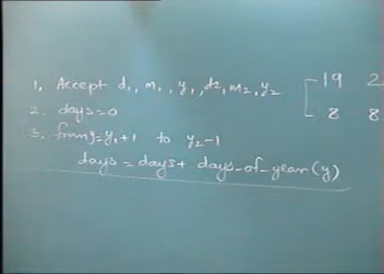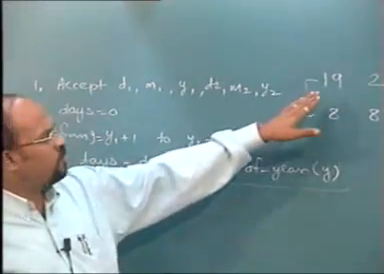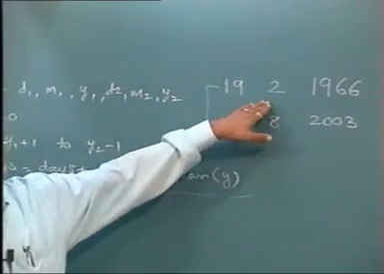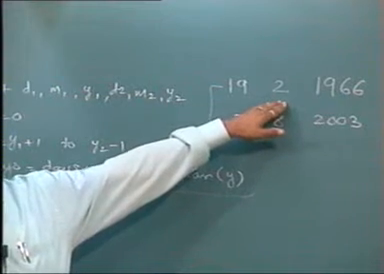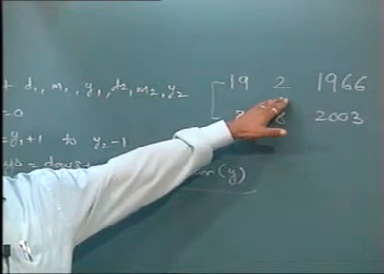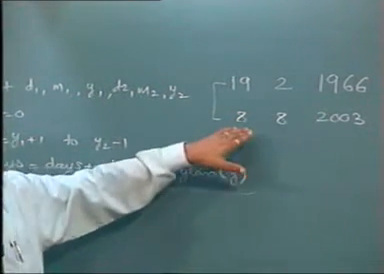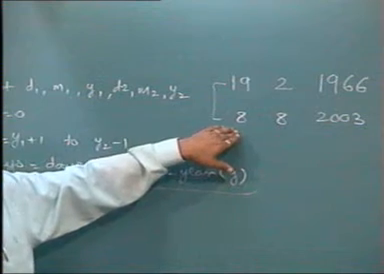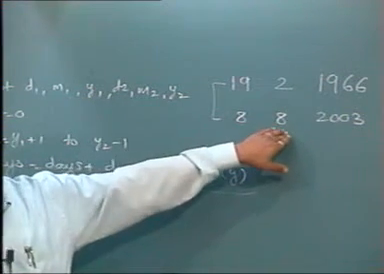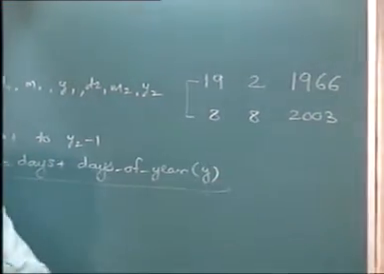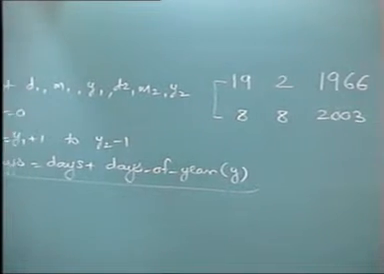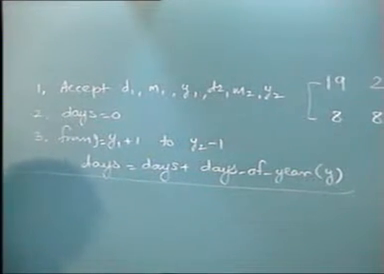So now the dates that I am considering, I will have to calculate the number of days from 19th Feb to 31st December 1966, and then from 1st January 2003 to 8th August. Both the years are not complete, right? For that I will do it this way.